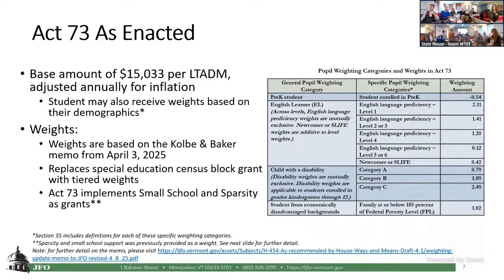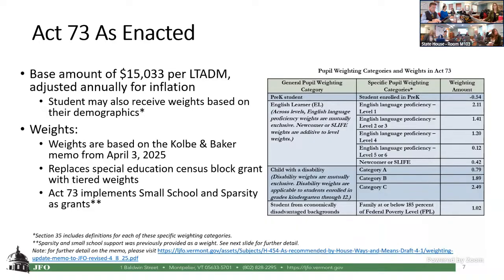Among other things, these weights would replace the special education census block grant with tiered weights based on disability category. Act 73 also would replace the small school grant, the small school weight and the sparse school weight with school support grants instead. You can see here a table going into more detail of the different weights.